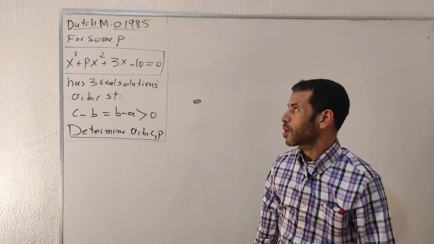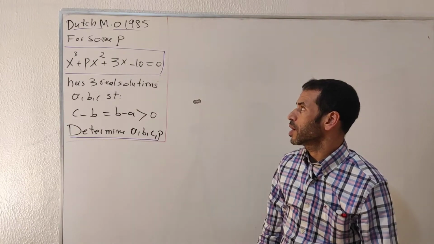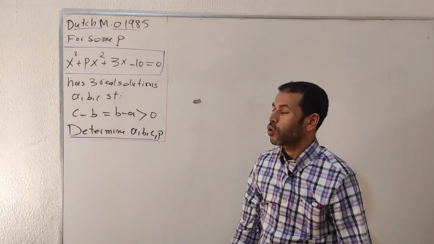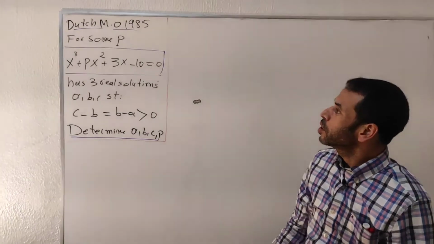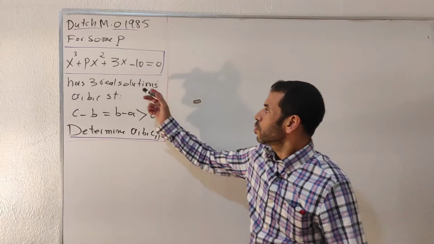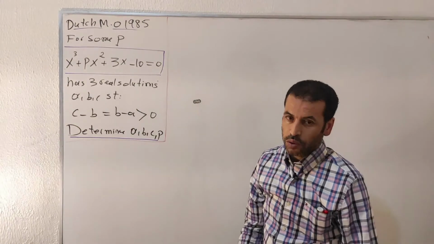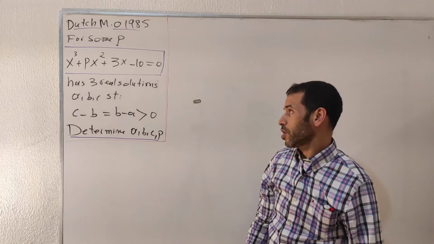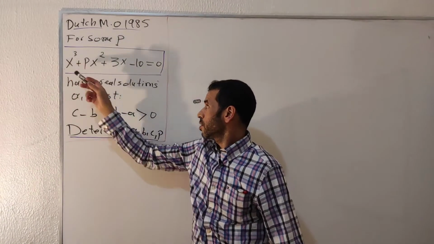Today's video is a nice problem coming from the Dutch Mathematics Olympiad in 1985, the Netherlands Olympiad. For some p, we have the following equation, which comes in the form of a polynomial. So here is the following statement.